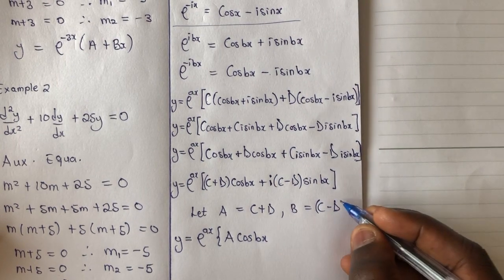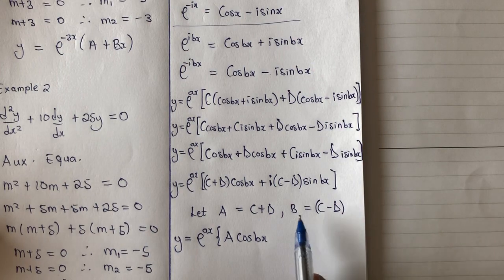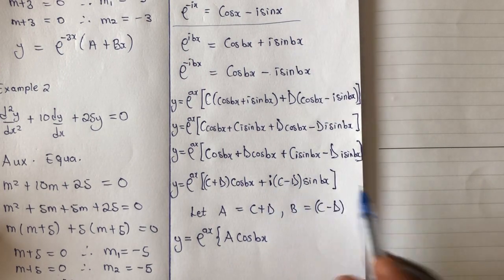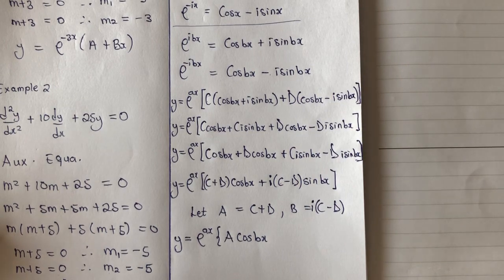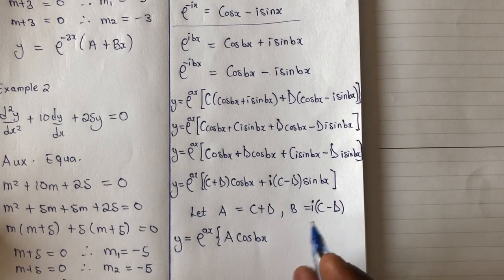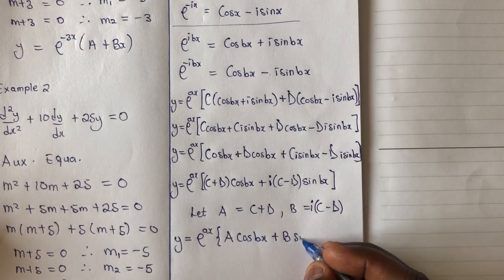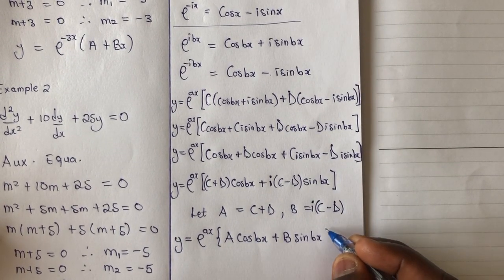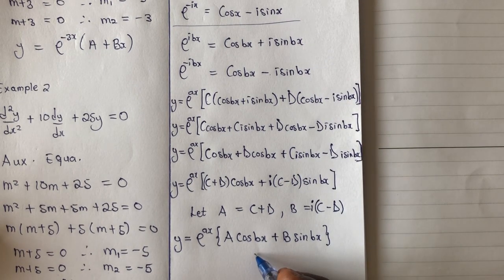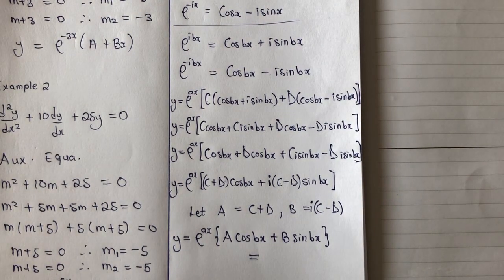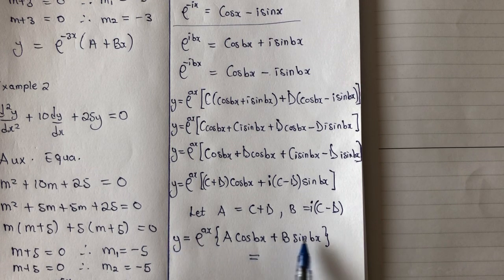Let me explain this one again. Let's represent b by I C minus D. Do we get it now? So that I can just use b here. So plus b, then I repeat this, sine bx, and this will be my final answer. Now, whatever we have generated here is the general solution for the complementary function.